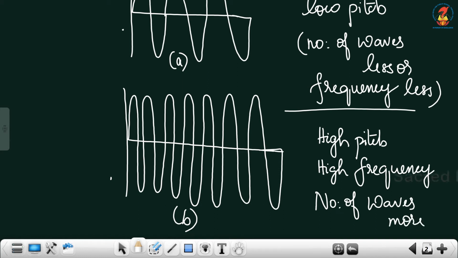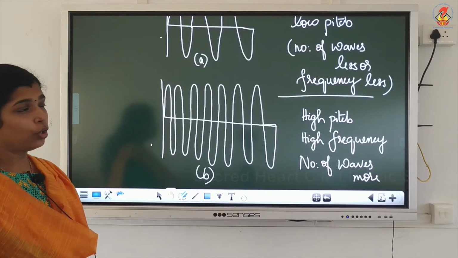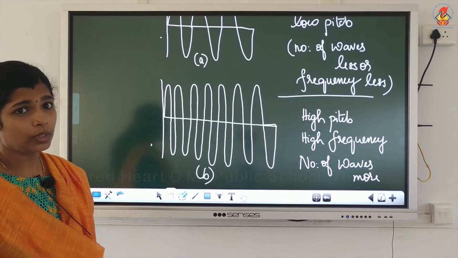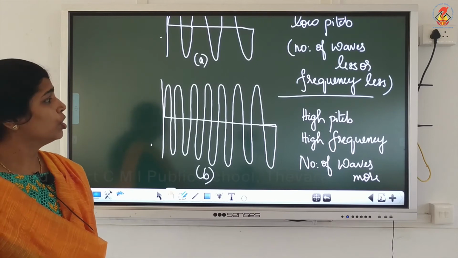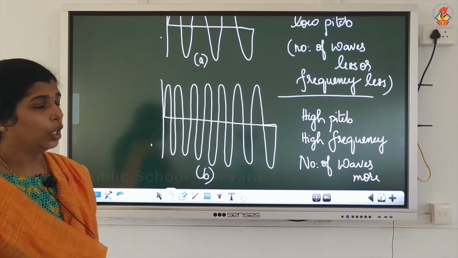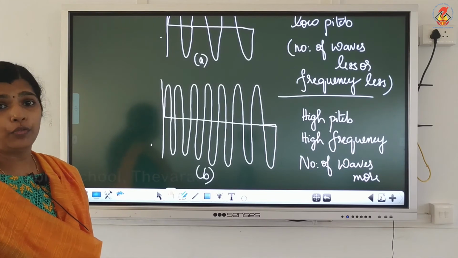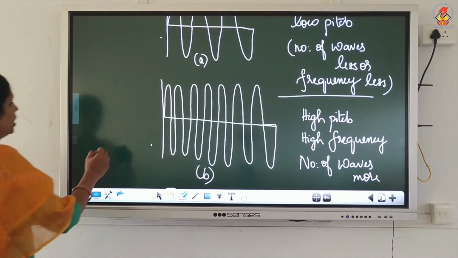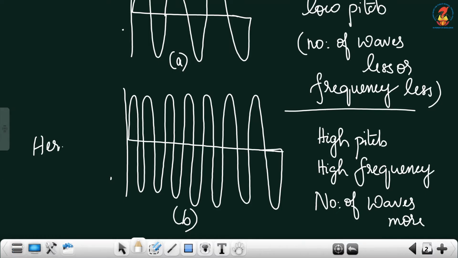Here you can count one positive half and one negative half, or one upper portion and one lower portion, consisting of one wave. In the second diagram, the number of waves is more, so it has high frequency, high pitch. That is about frequency. The SI unit of frequency is hertz or Hz.